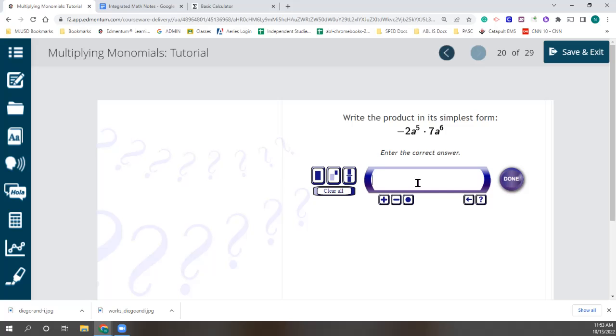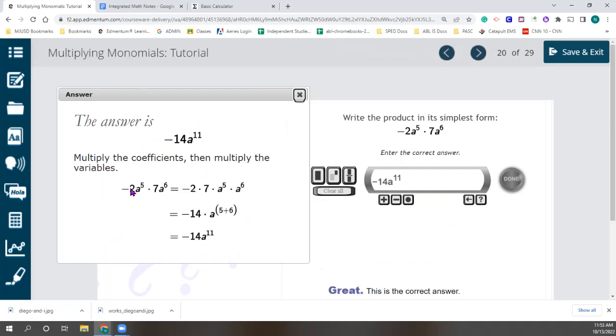A to the 5th, we do the product rule. 5 plus 6 is 11. So the answer should be negative 14a to the 11th power. Negative 14a to the 11th power. Done. Great, I got it right.